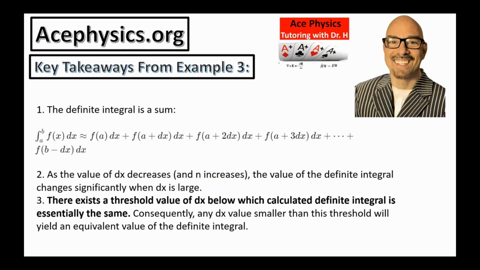There exists a threshold value of dx below which the calculated definite integral is essentially the same. Consequently, any dx value smaller than this threshold will yield an equivalent value of the definite integral. dx is infinitesimally small. It's as small as you want it to be, and the integral will not change. No matter how small you choose it, or how many terms you put into the sum, you'll get the same value of the definite integral.